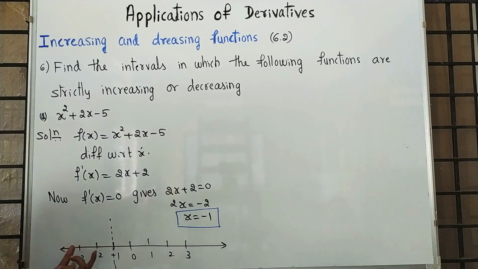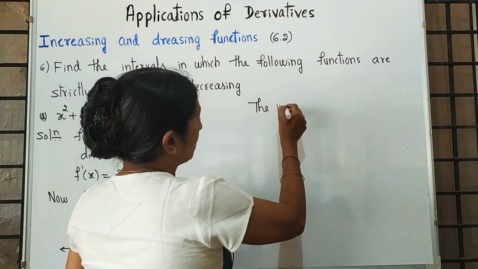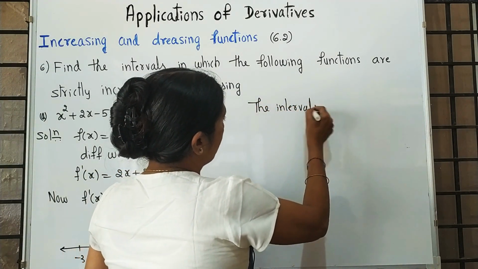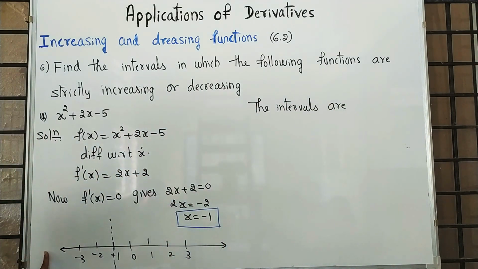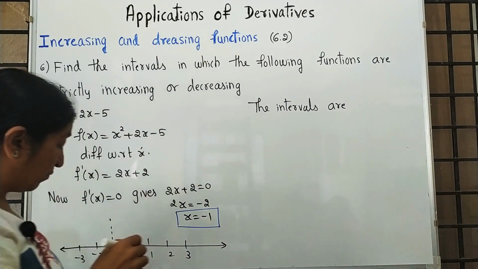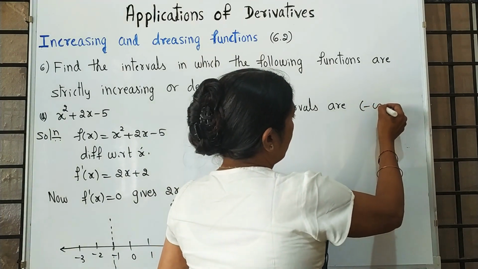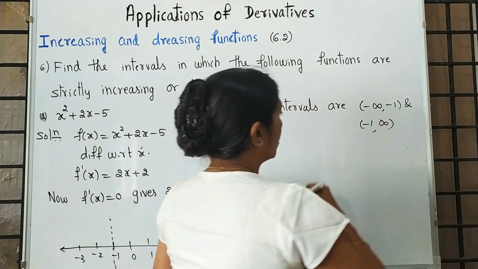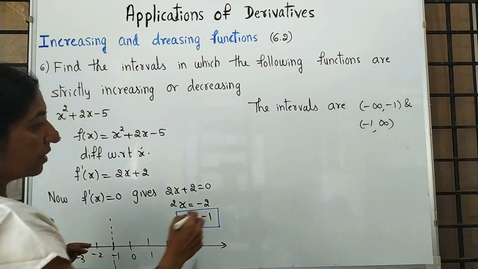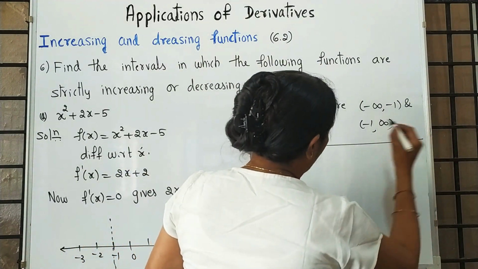See what you are observing, the number line is dividing into two parts. That means we can write the intervals. As you know, we are moving from left to right. The left starting point is minus infinity to minus 1, and then minus 1 to infinity. They are disjoint. Now make the table. The table helps you to write the values easily.